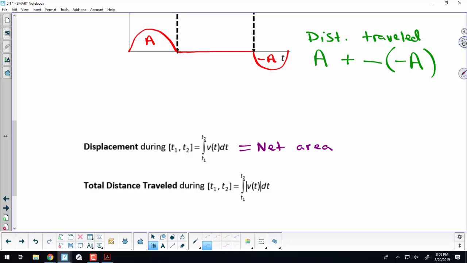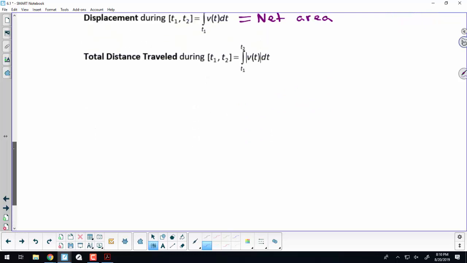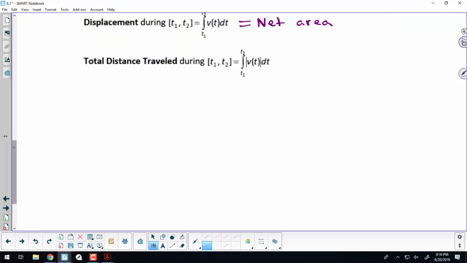It makes negative things positive, just like we did here. We made this negative thing positive just by multiplying by -1. So that's what the absolute value is doing for us. And so when we look at that, it gives us total distance traveled.